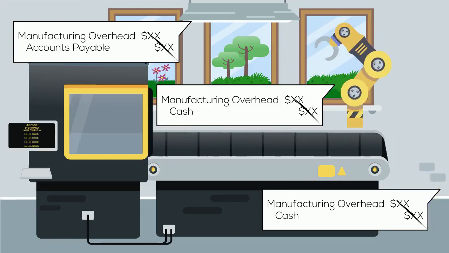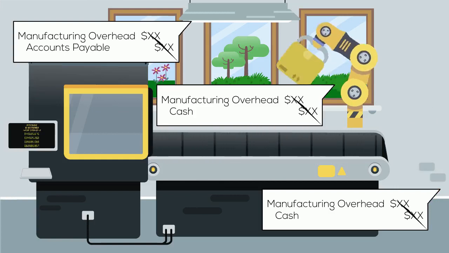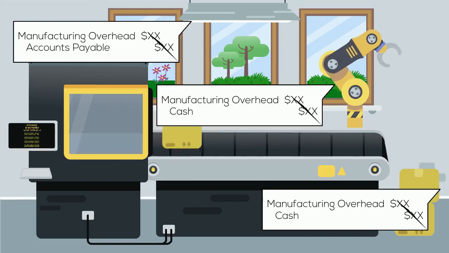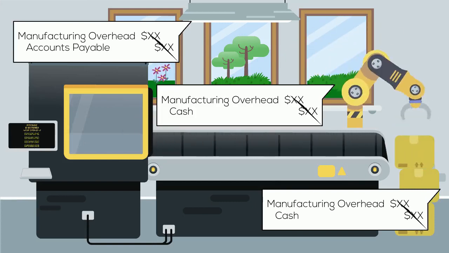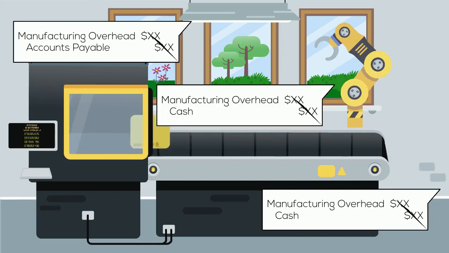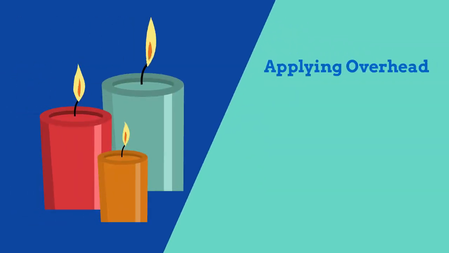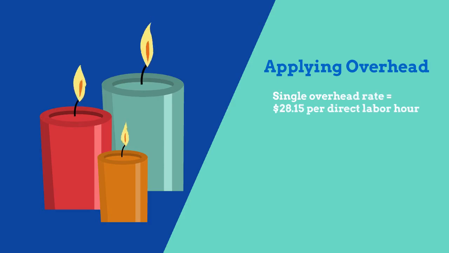They get applied to the products as they are made by using the predetermined overhead rate or rates. A company could use one single company-wide rate for all products, or they could use an overhead rate for each department. We'll keep it simple and assume one single company-wide rate. The candle company uses an allocation base of direct labor hours for their overhead rate. Their predetermined overhead rate is $28.15 per direct labor hour. Assume a total of 600 hours in direct labor for this period.